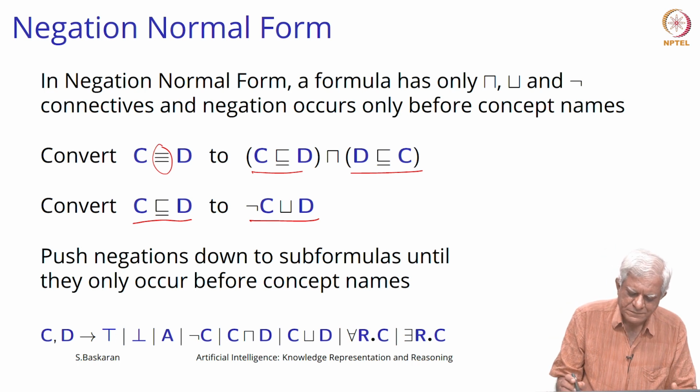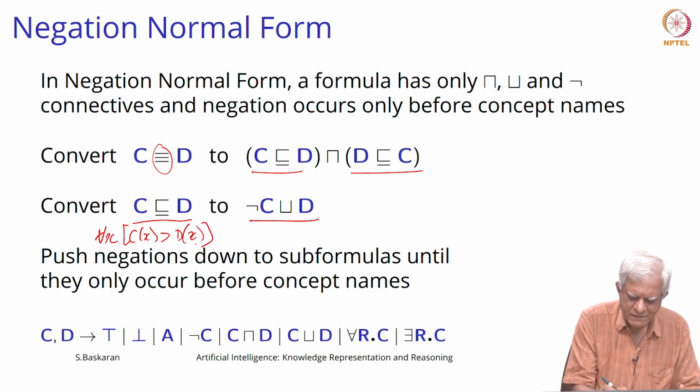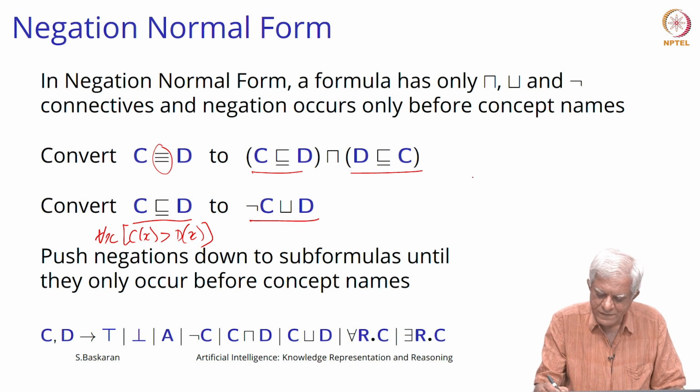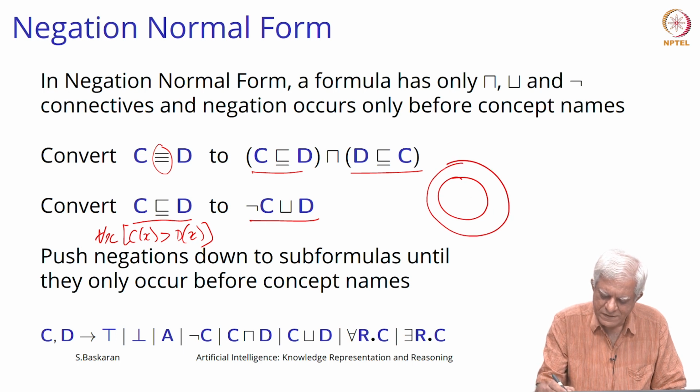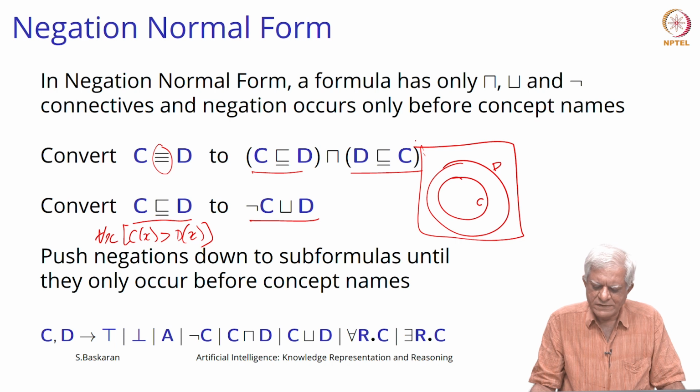So, if you remember what C subsumed by D says, that for all x, C(x) implies D(x). If you look at the semantics of this, then what you are saying is that you have a concept C and it is contained in the concept D. So, this is C and this is D, and of course, there is a universe of discourse, or the top concept essentially.